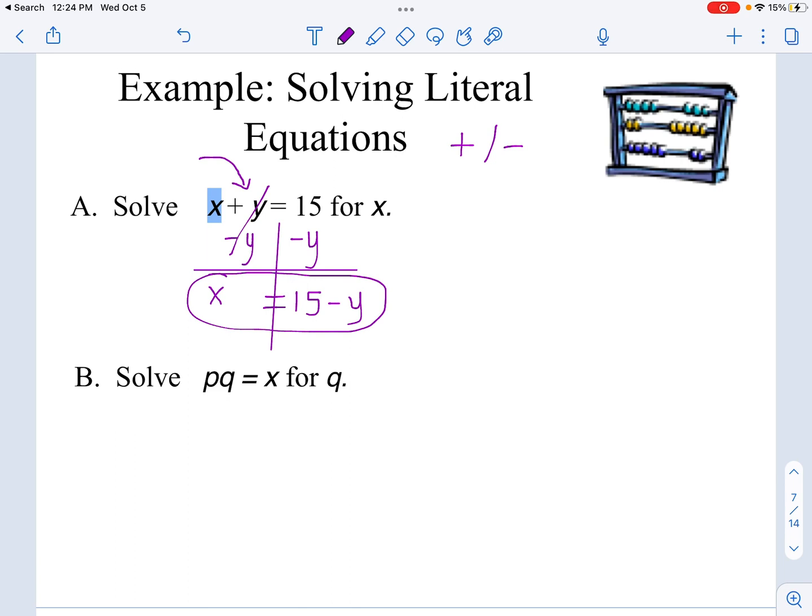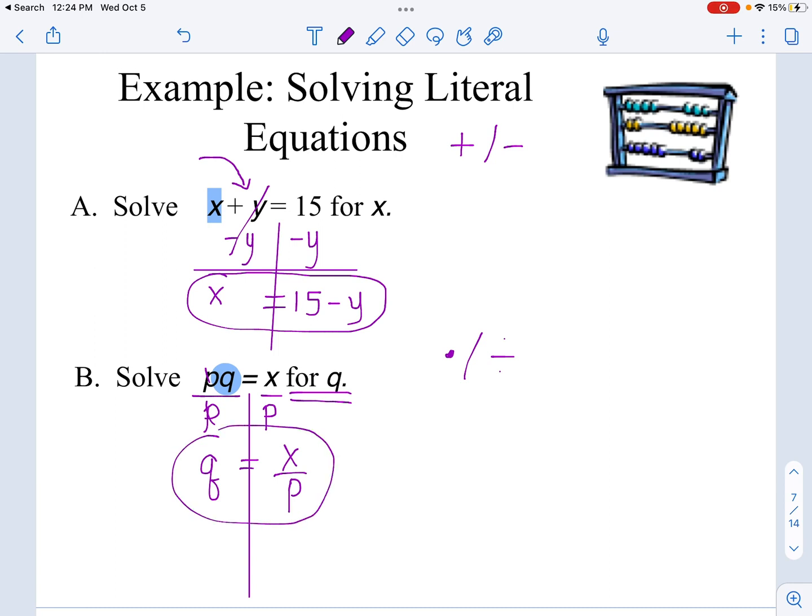So we'll repeat the same thing for B. We're going to solve for Q. Locate Q on the left side of the equation. Well, what's happening to Q? Well, Q is being multiplied by P. And remember, the inverse of multiplication is for you to divide. So to get Q by itself, we're going to divide P on both sides. P cancels. Q is going to equal X over P. Final answer.